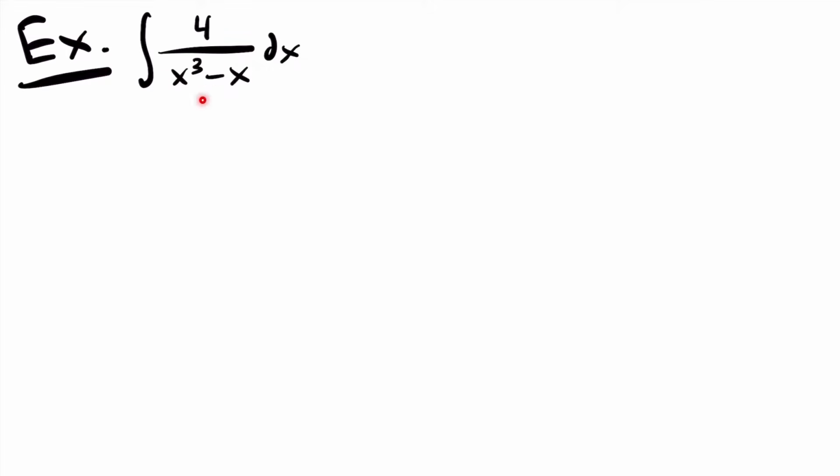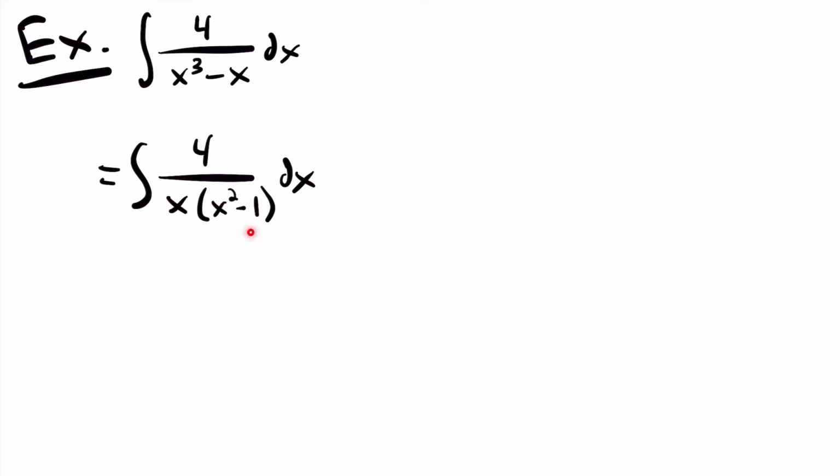I see in our denominator here that each of these terms has a common factor of x. And so if we pull that out, this will be equal to the integral of 4 divided by x times x squared minus 1, multiplied by dx. Now what we're left with in the denominator is x times x squared minus 1. This isn't fully factored yet because x squared minus 1 is a difference of squares. And so we can factor a difference of squares.